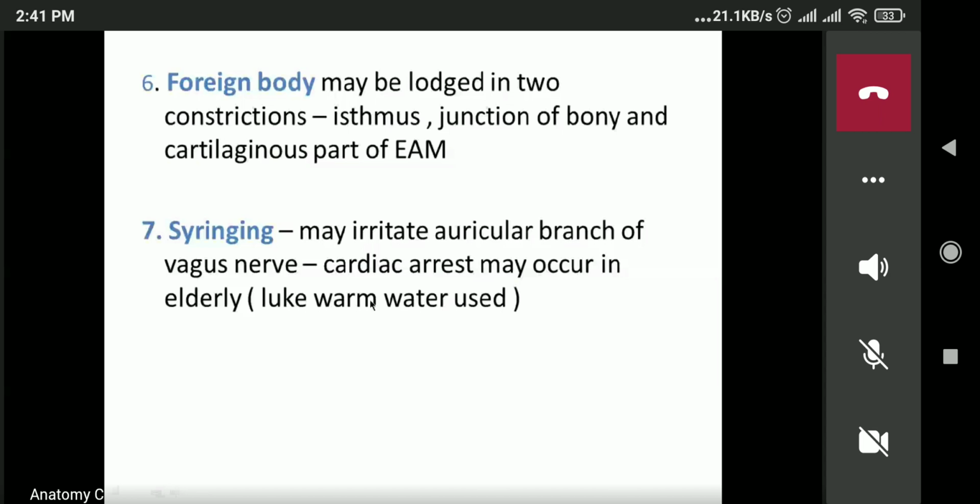Okay, because whenever you use cold water, what happens? That may irritate the auricular branch of the vagus nerve. Now, the auricular branch of the vagus nerve supplies which part of the auricle? Anyone? Auricular branch of vagus nerve supplies which part of the auricle? Concha. Concha. Okay.